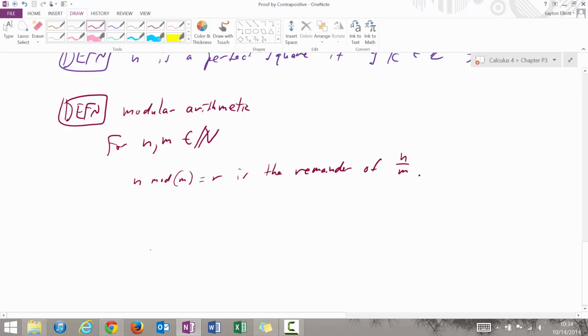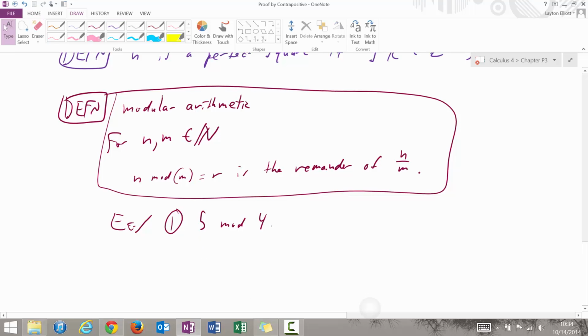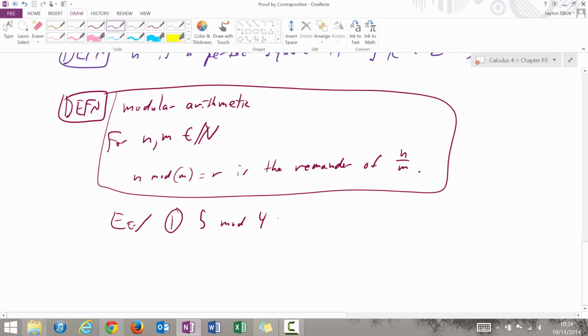So some examples of this are to say things like 5 mod 4. So I want you guys to think about 5 as the number, and then mod 4 is the description. Mod 4 means that we're going to look at what the number 5 is, but we're going to reduce that mod 4. Well, if I were to take that, I would take the remainder of 5 divided by 4. And the remainder of 5 divided by 4 is 1.